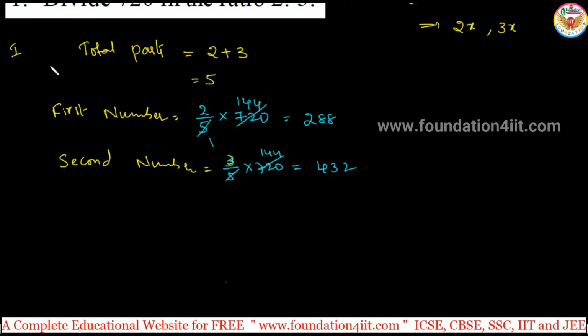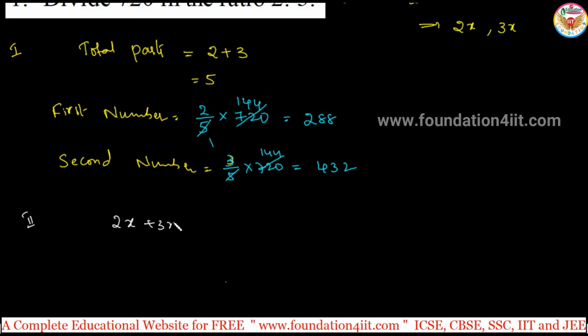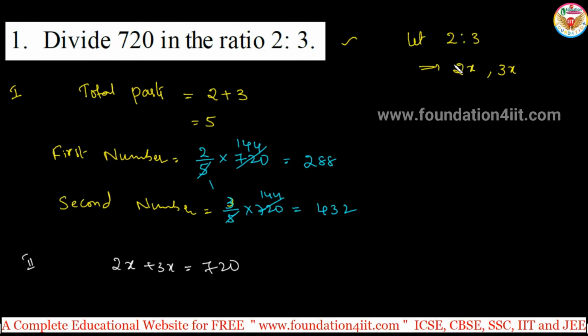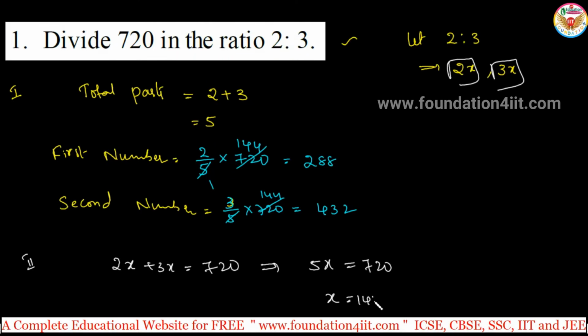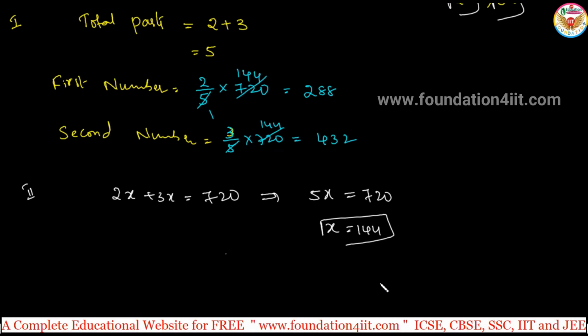Generally, people will take 2x plus 3x equals 720 total. The parts are in ratio 2 is to 3, so 2x and 3x. 2x plus 3x is 720. From this we find the x value. 2x plus 3x is 5x, equal to 720. Then x is equal to 720 by 5, that is 144.